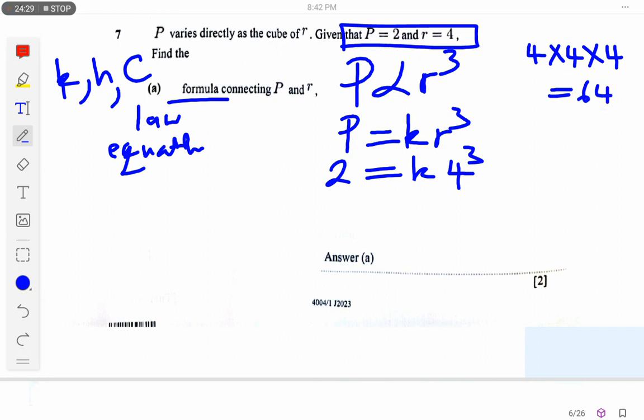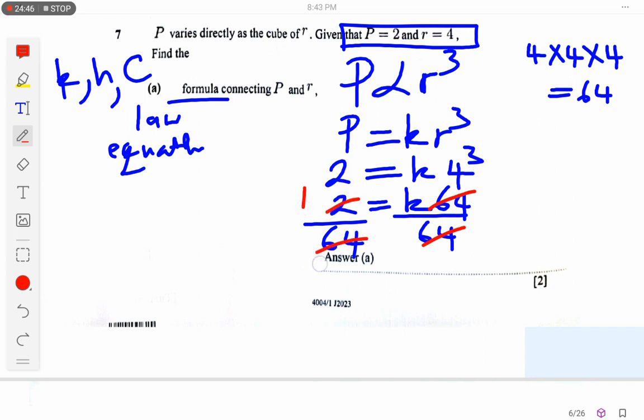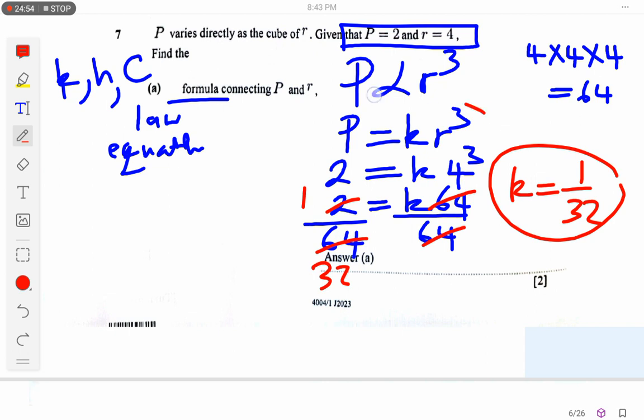So it's going to be 2 is equals to K times 64. Then to get your K, we divide by 64 here, divide by 64 there. So we can simplify this, they cancel off each other. 2 can go there, 1, 2 can go there, 32. So you find out our K value is equals to 1 over 32. But this is not the law. The law now is this one.